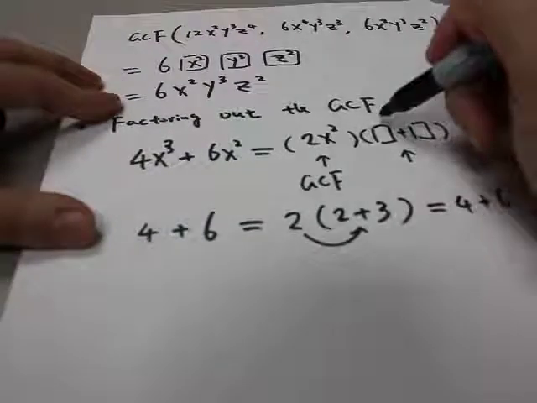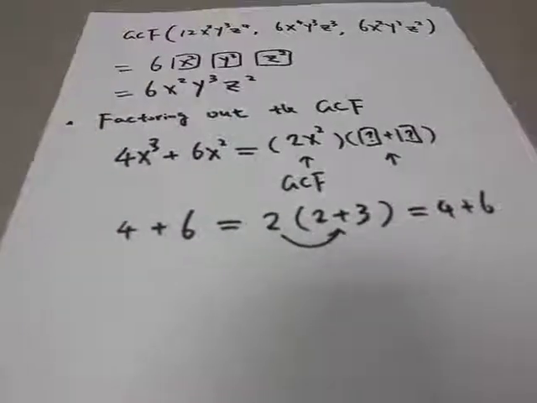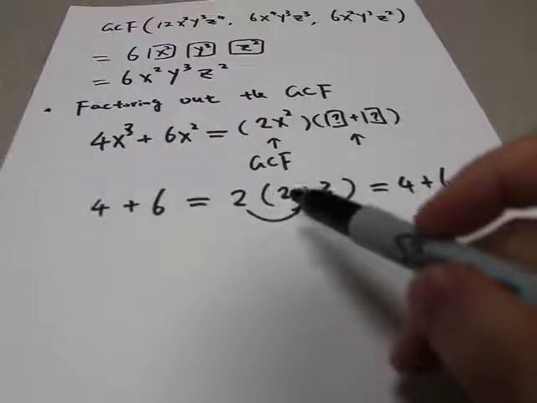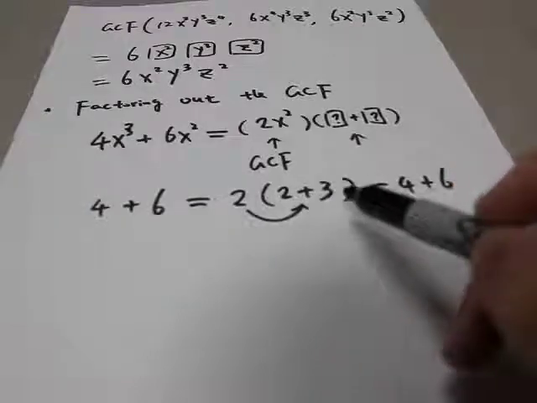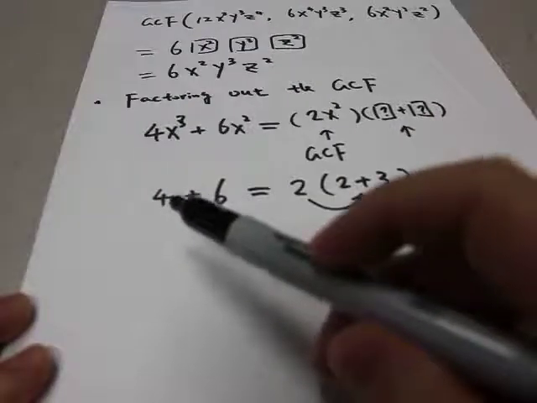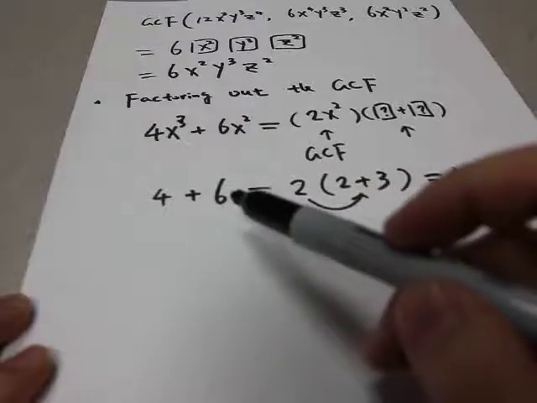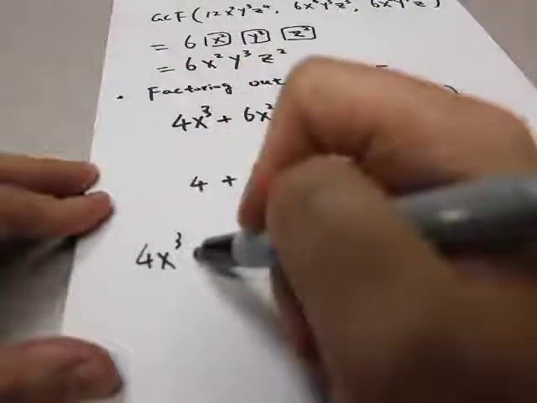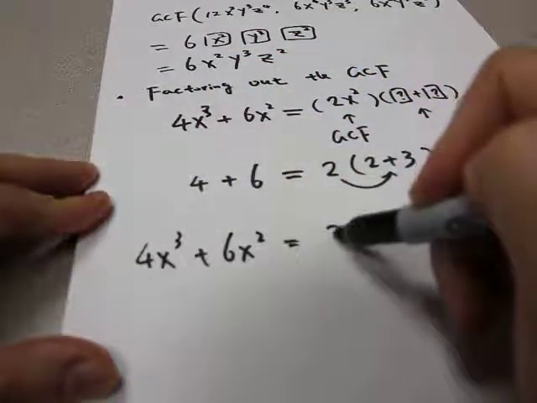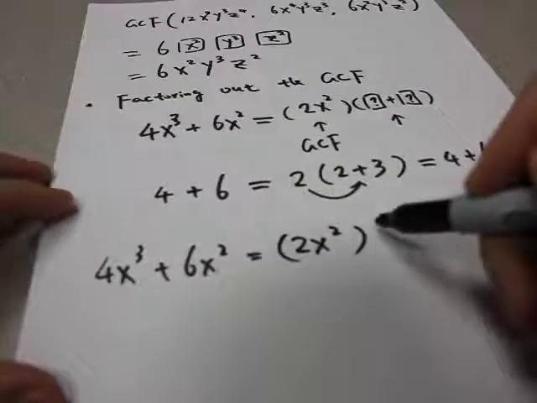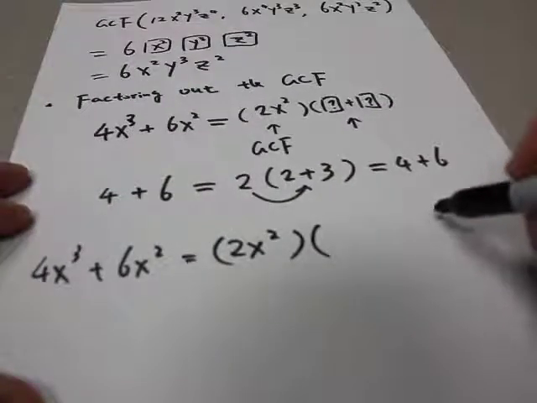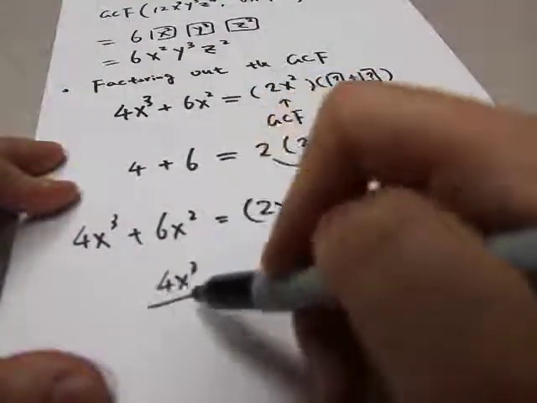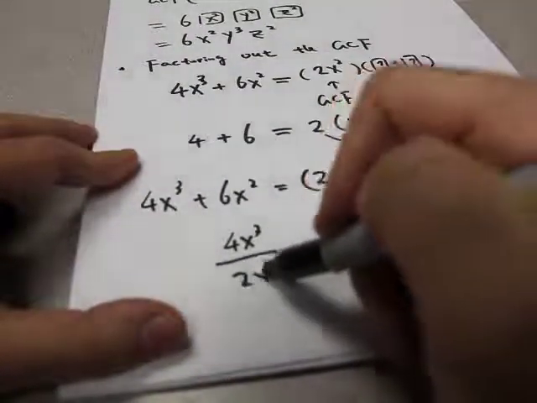Okay, so now the question is how can we determine what these two terms are? So like here, how did I determine the two terms are 2 and 3? I divided the 4 by 2, and then I divided the 6 by 2. So therefore here we use the same method. Now once I determine the greatest common factor is 2x squared, I divide 4x to the third by 2x squared.